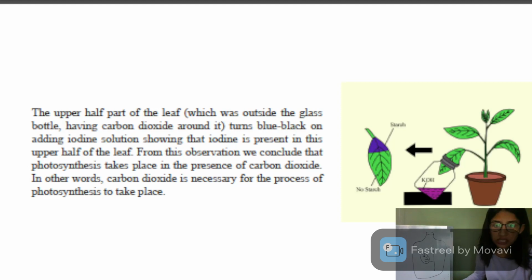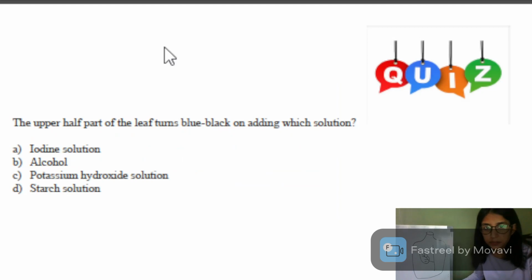Yes, so we have seen that the part which was kept in the KOH, in the bottle, was not able to react to the iodine solution, while the part which was kept outside was able to react toward the iodine solution, which proved that carbon dioxide is necessary for the process of photosynthesis, just like sunlight. Yes, now this is the question that you'll need to answer now.